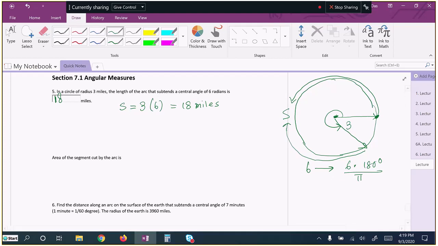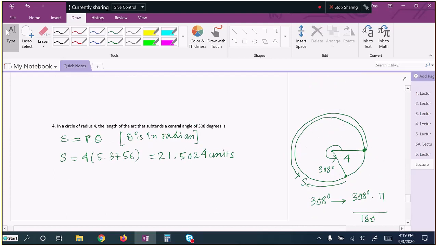Okay, so the next question is area of the segment cut by this arc. So now you want to know, if I'm interested in finding this area, what would that be? Well, we have the formula, remember? It's going to be theta times r squared over 2.